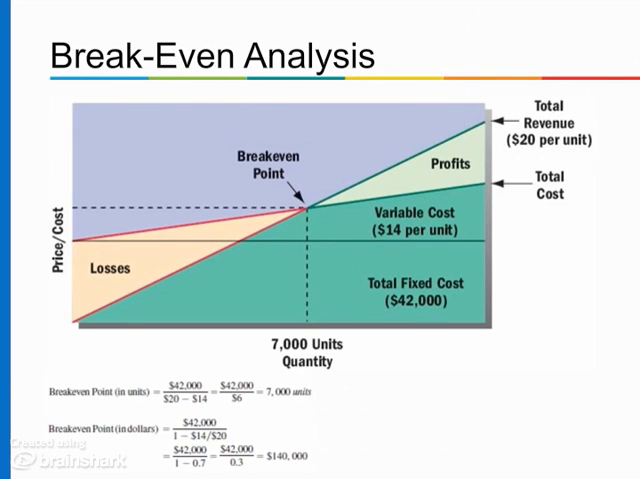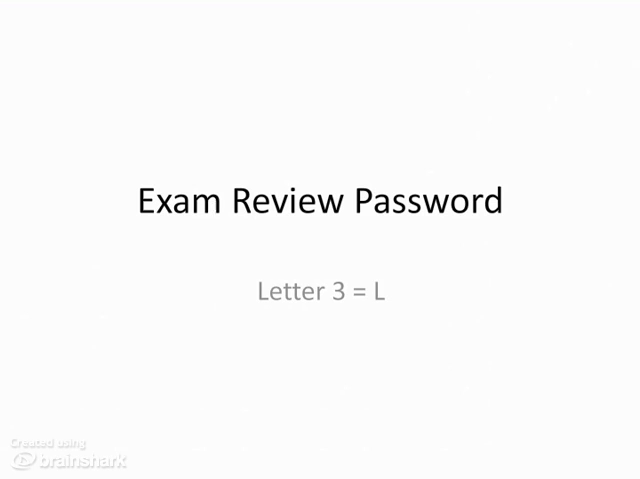This slide is simply a visible representation of the last two examples I talked about and can be found on page 207 of your textbook, along with another explanation in case you didn't understand it. This is the third letter for the password for the exam review for exam 4. The letter is capital L.